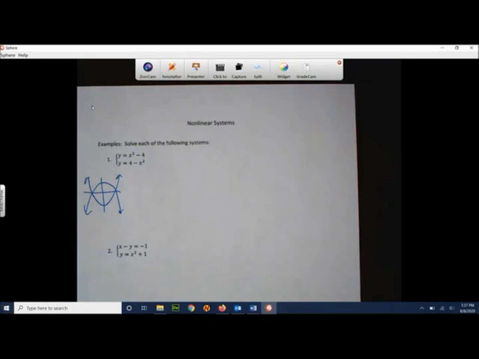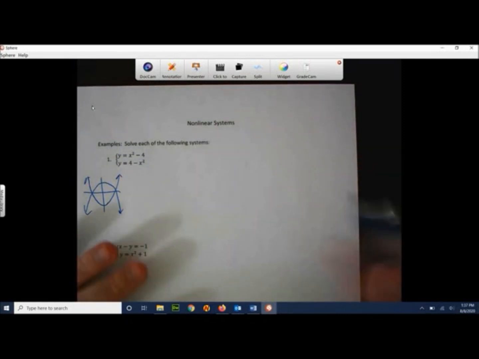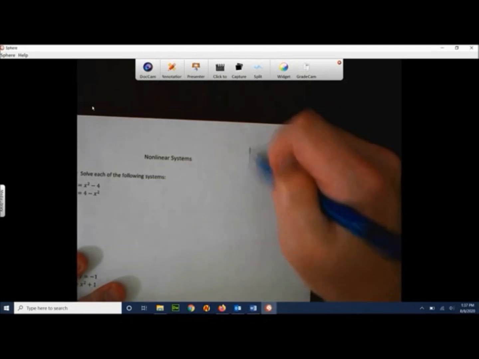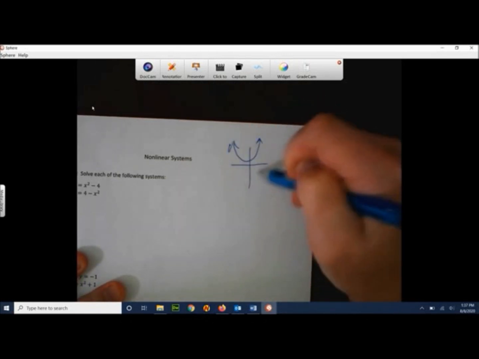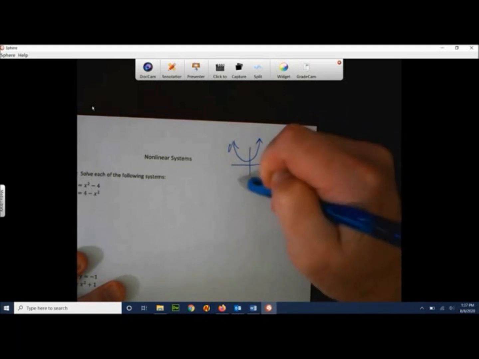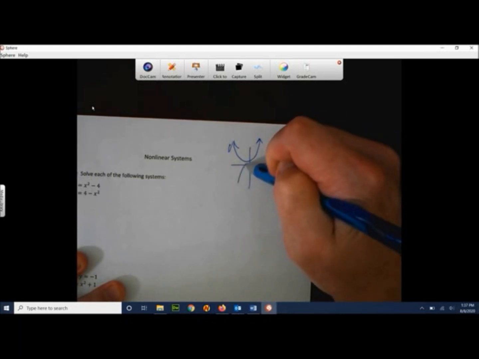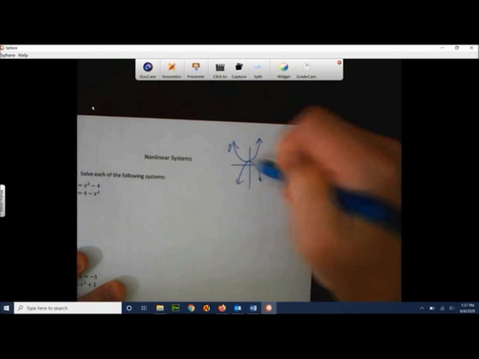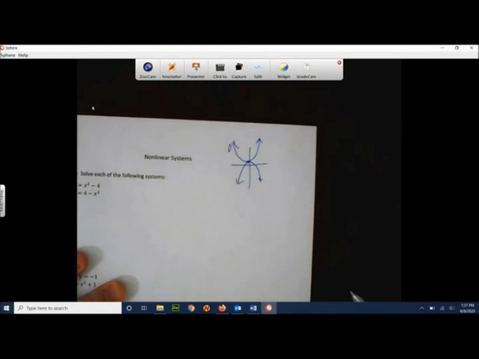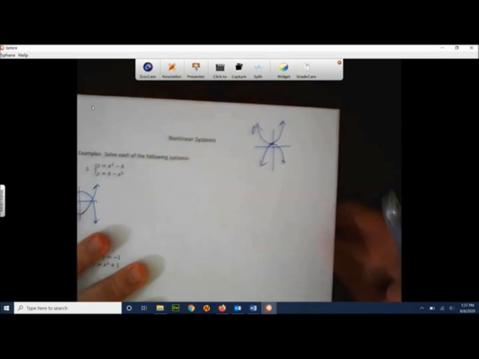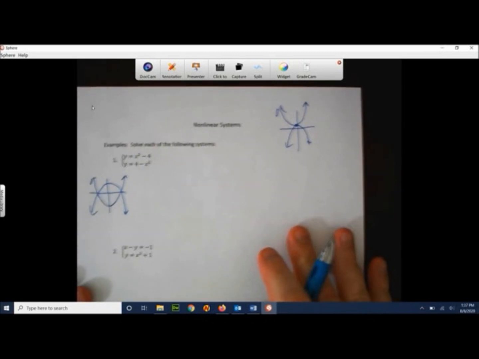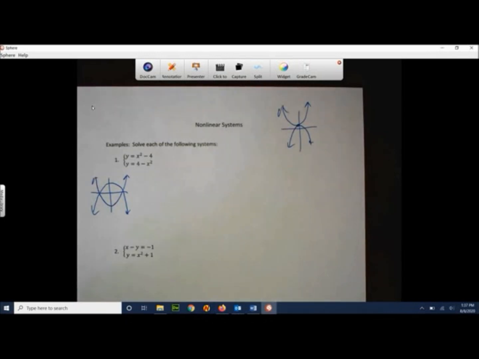Now, with two parabolas, you might not get two answers. I'm just going to draw a picture here. You could potentially have a parabola that looks like this, and maybe another parabola that looks like that. And it's possible that they cross right at one point. Of course, I could have drawn the second parabola a little lower and they wouldn't have crossed at all. So, when you're dealing with nonlinear systems, it's difficult to know how many answers you're going to get. You just have to go ahead and solve.